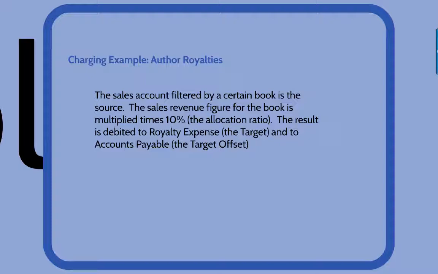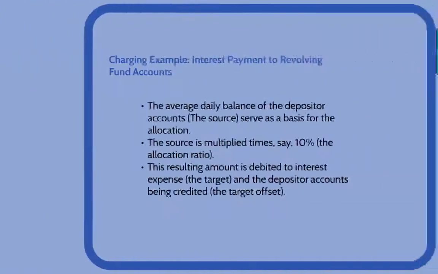Okay, so the entry is completely defined by the target in a charge type. Okay, the sales account is purely used in the calculation. The sales amount is multiplied times the allocation ratio to get the amount of the entry, and then the target defines both parts of the entry. Okay, let's look at another one.